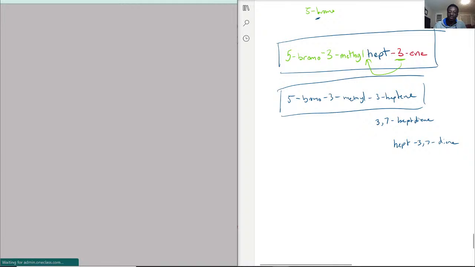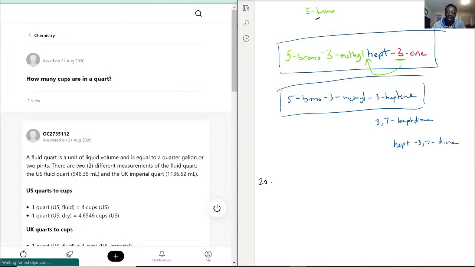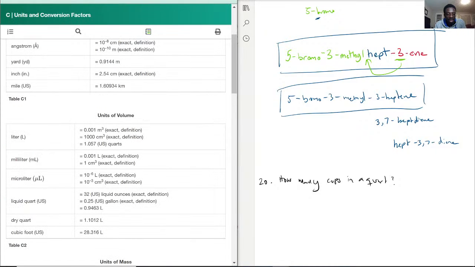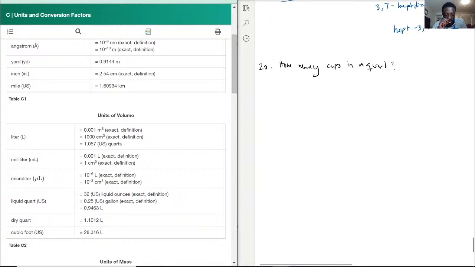So now, with that being said, let's go on to question number 20. We have, nice, how many cups in a quart? Okay. So, with that being said, let's look at our units. Maybe, yes, we have 1 liter is this amount of quarts, which is actually perfect, because all we need to do is know how many liters are in a cup.